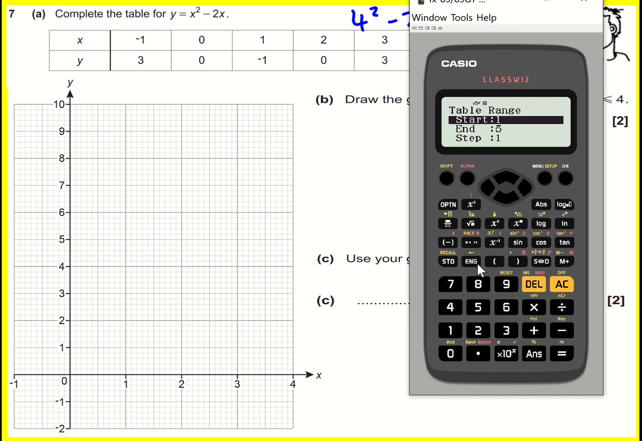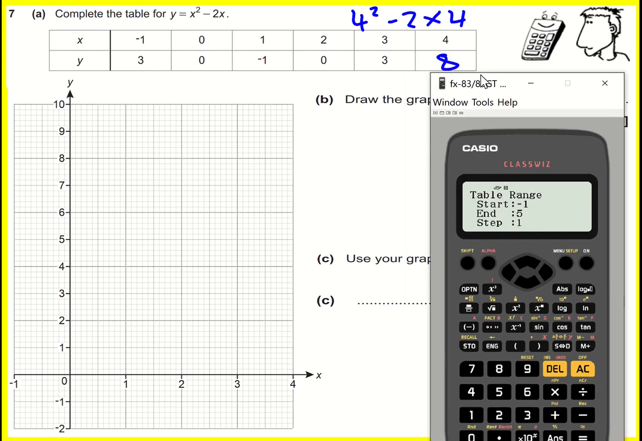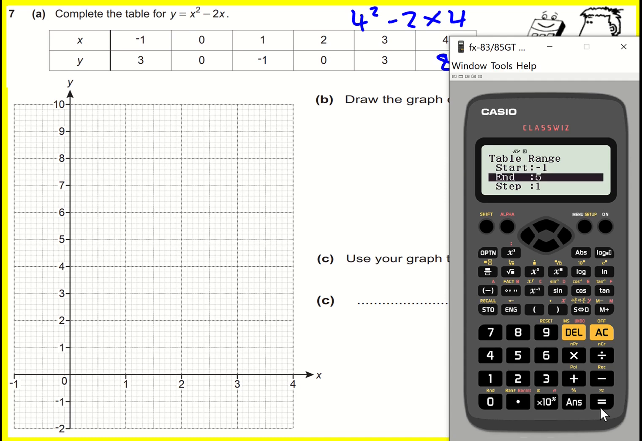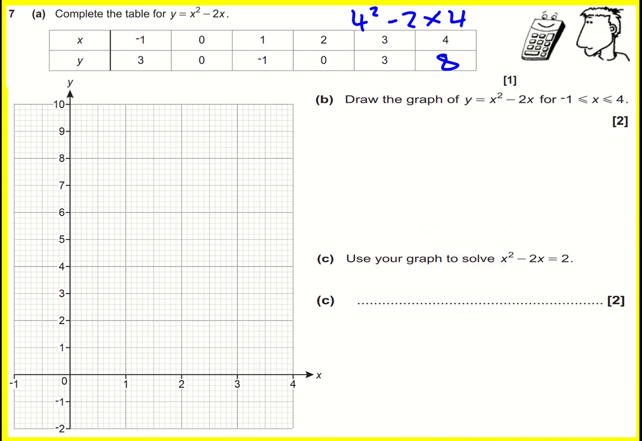I want to start at -1. I want to end, I think, at 4. This is the main one I want to find. I want to go up in steps of 1, and I get this table. So 3, 0, -1, 0. Then I'm expecting it to be 3 and 8. 3 and 8. So that's just another way of doing it if you wanted to. In any case, the answer is 8.